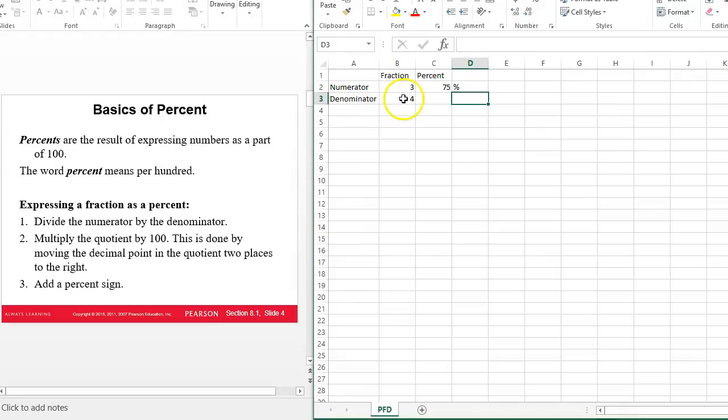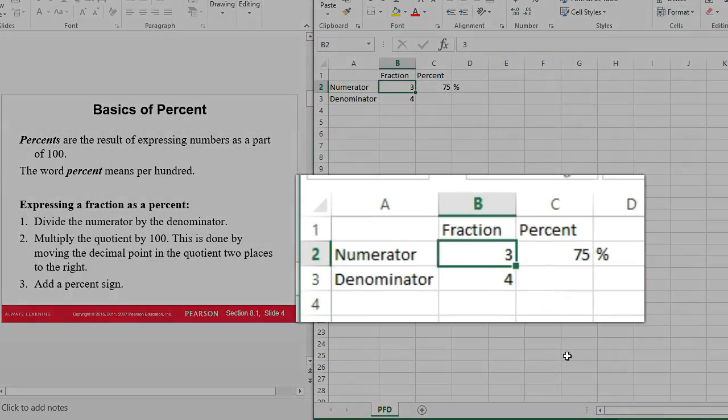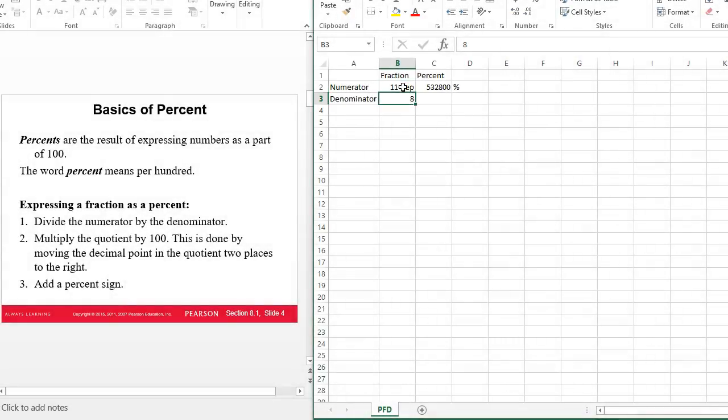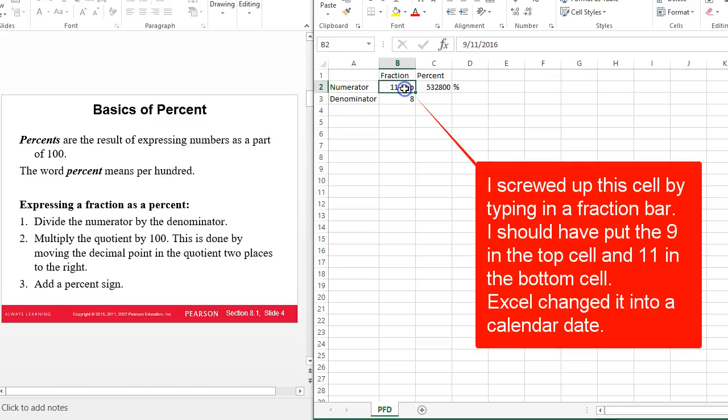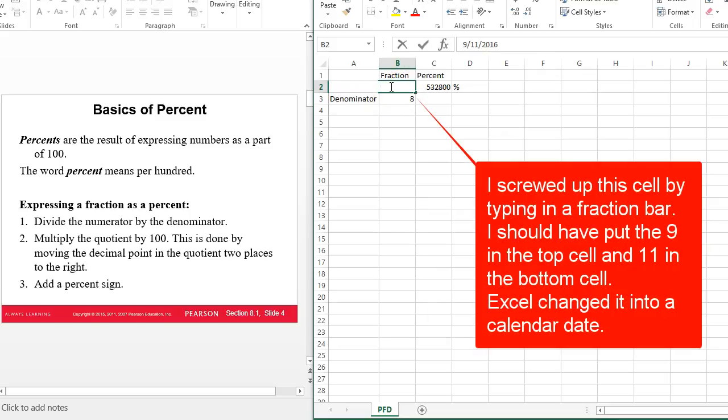Alright, so there it is. Now, you may be thinking, well, I can just do that with a calculator, but watch. Now I can change the numerator to 5/8, and that changes to a percent on the fly. I can change this to 9/11.